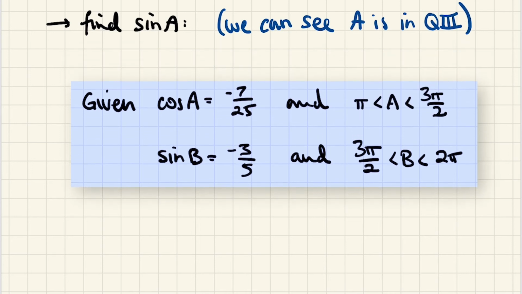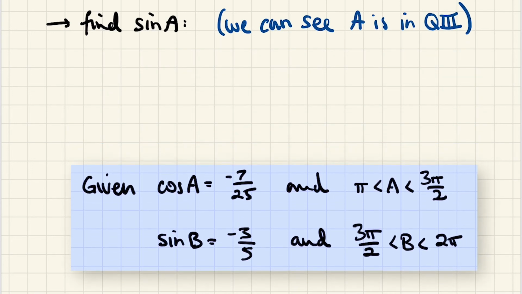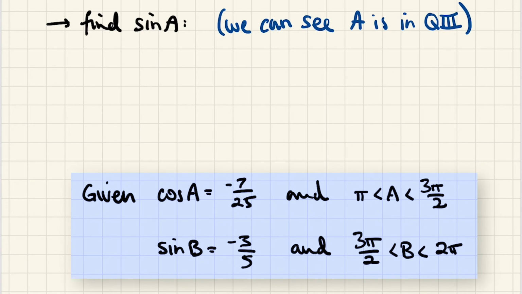And that means that sine of A will be negative when we figure it out, because sine is negative in the 3rd quadrant. So you can use a Pythagorean identity between sine and cosine, or draw a triangle. So I'm just going to draw a triangle. And we know that cosine of A is negative 7 over 25. So of course on a triangle we will only put positive lengths. Cosine concerns adjacent over hypotenuse. So we'll use the Pythagorean theorem to find the missing side over here. Call it little a.